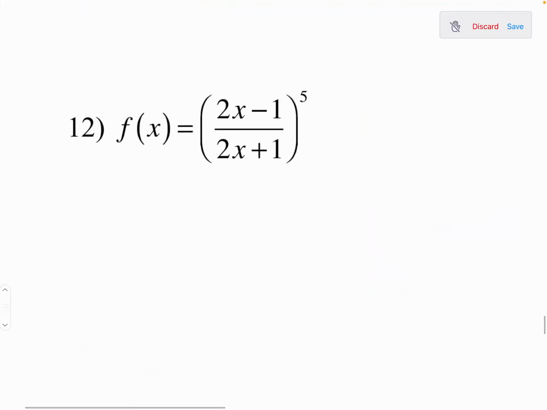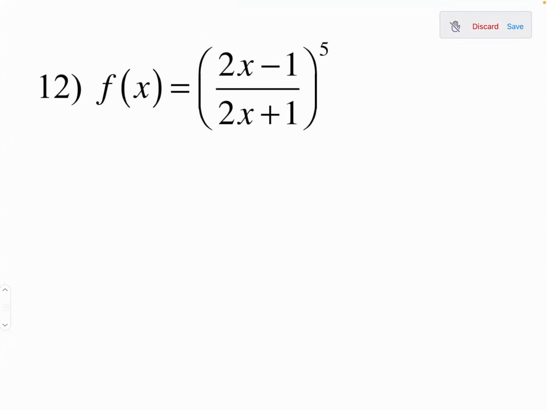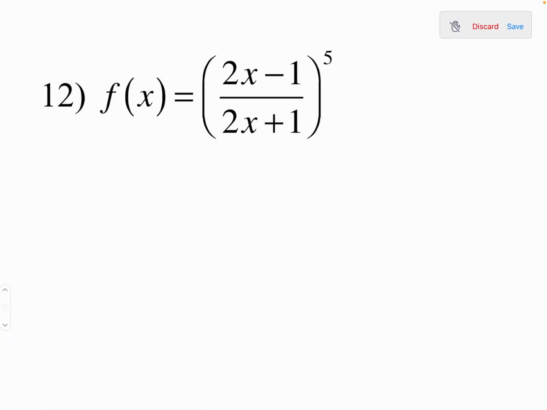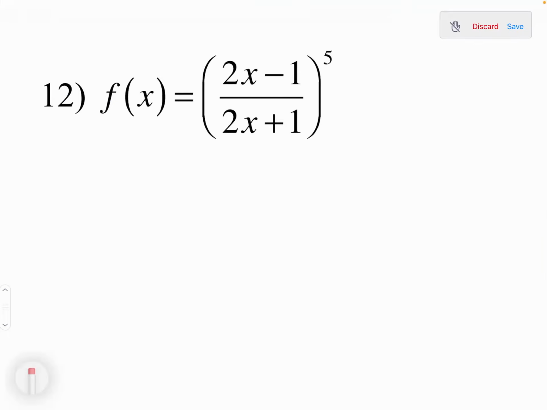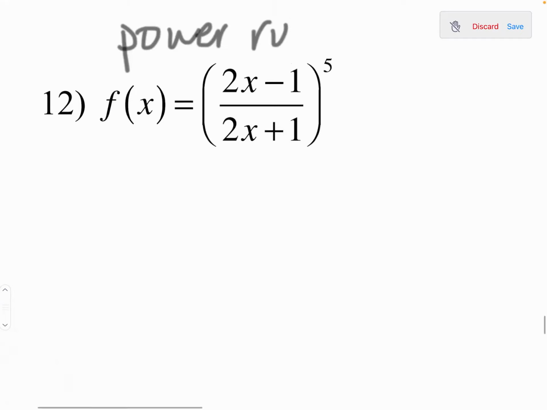Got something raised to a power. So this would be power rule the way it's written. I probably wouldn't want to change that. We could, but it's probably power rule. So let's just leave it as is. All right, we got power rule, and let's just get on with it.